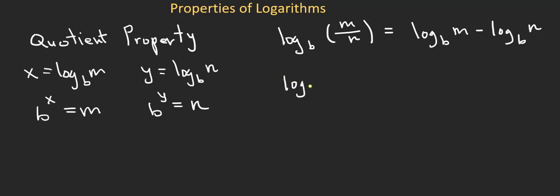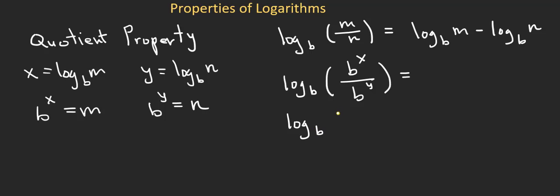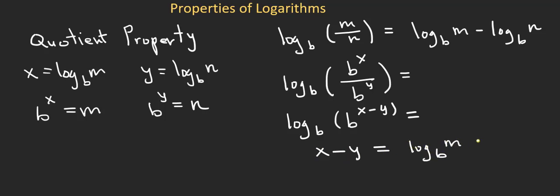Using substitution, you get log base b of b to the x over b to the y. When you divide, you subtract the exponents, so log base b of b to the x minus y. Again, you have the same b and b over here, so you get x minus y. Using substitution, you get log base b of m minus log base b of n. And this is the quotient property.